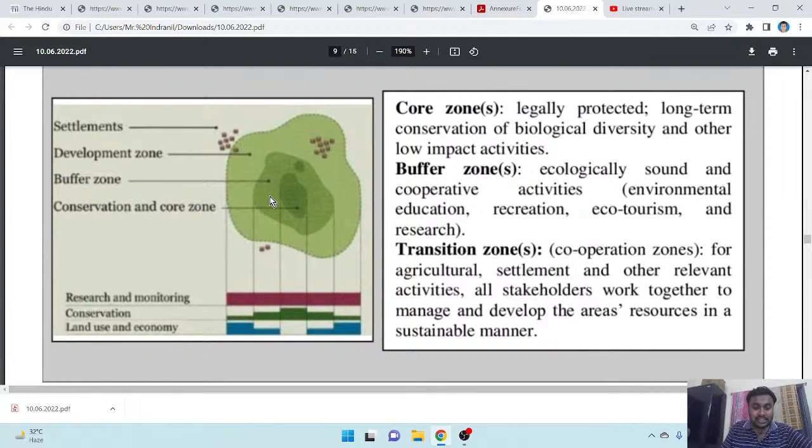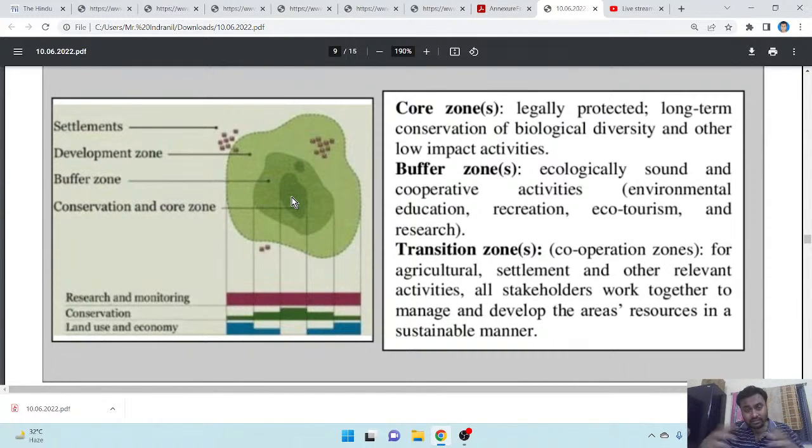So Biosphere Reserve is divided into three parts. The central part is known as the core zone, then the outer part of the core zone is called the buffer zone, and the outermost part of the forest is called the transition zone. So core zone, buffer zone and transition zone. The Government of India divided the Biosphere Reserve into three zones. Now what is the core zone? It is totally protected. No human activity, no agriculture, no deforestation, nothing. No human can enter the core zone. It is strictly dedicated to the animals, flora, fauna, birds and reptiles.